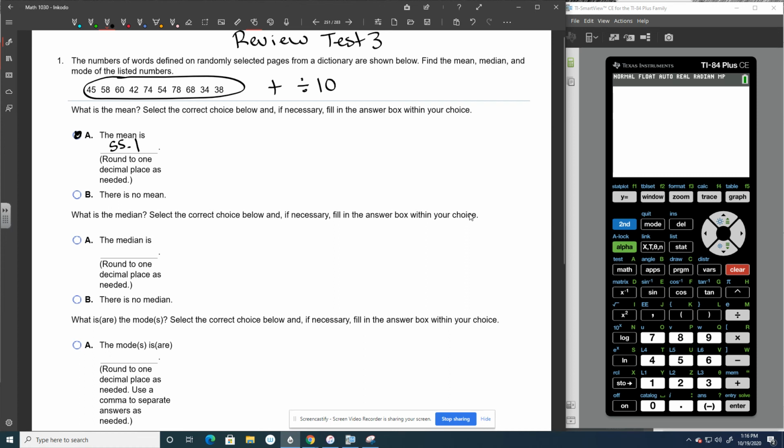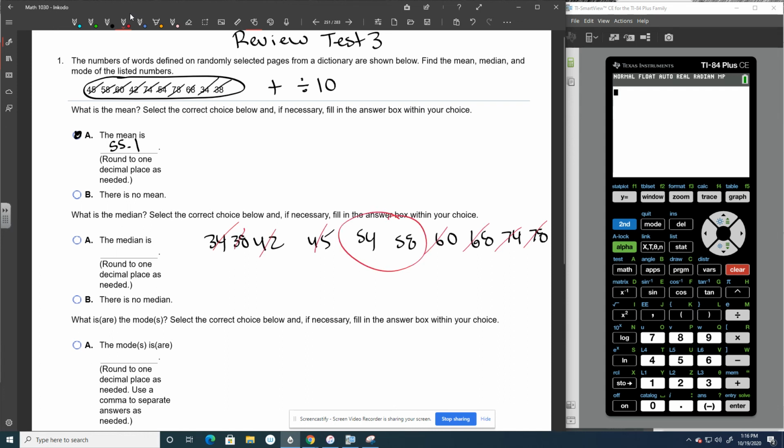To find the median, you have to put them in order from smallest to largest. So 34 would go first, and then 42, and then 45, and then 54, and 58, and 60. Oh, guess what? I already forgot one. 38 is going to go right here. See, that's why we spread them out a little bit. And then 68, and 74, and 78 is going to come last, okay? To find the median, remember that's the one in the middle. So you cancel out as you work towards the middle.